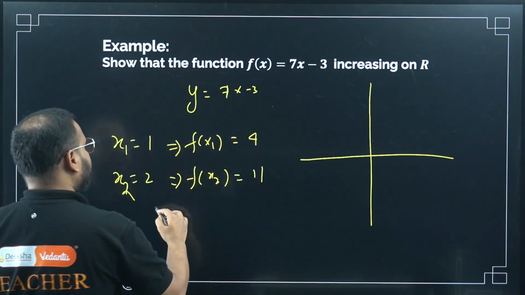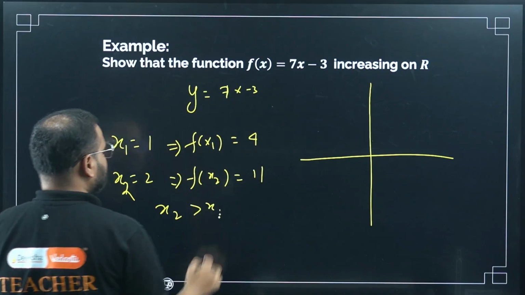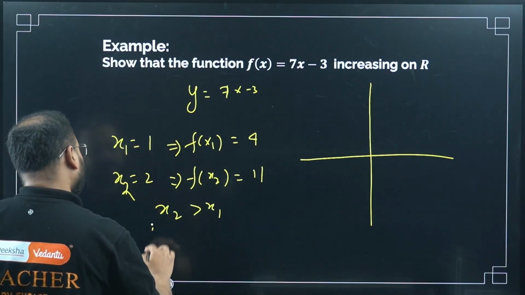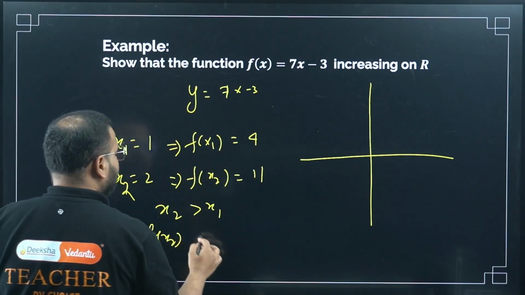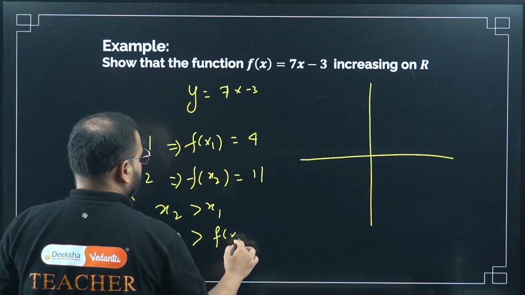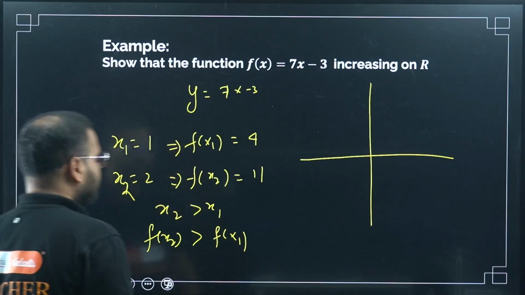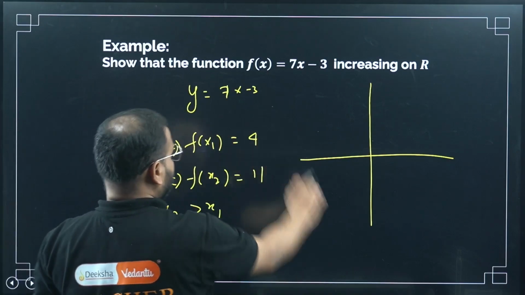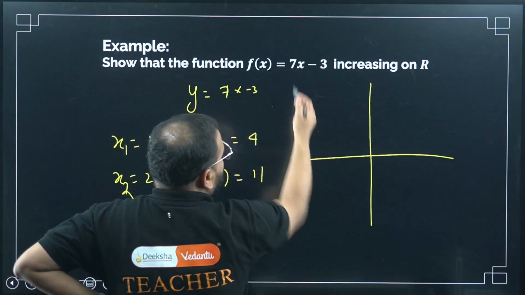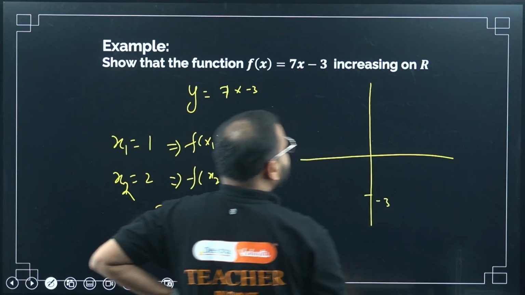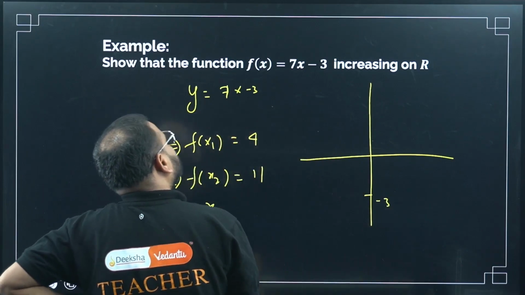If x2 is more than x1, 2 is more than 1, then what am I getting? I'm simply getting f(x2) greater than f(x1). Yes or no? From the algebraic method I'm getting this. What about the graph? If I draw the graph at x equal to 0, what is the y value? Minus 3. And when y is 0, what is the x value?